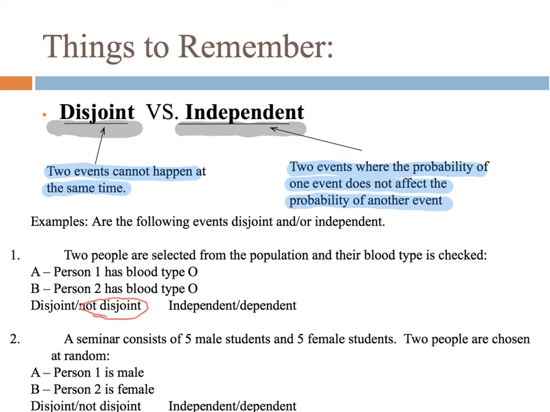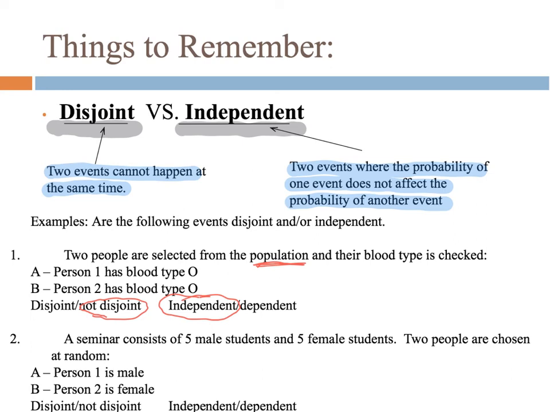Yes, this is possible. We can end up with two people with blood type O. That isn't impossible to occur. That means they are not disjoint. And the question is, are they independent or dependent? Since we're selecting them from the population, and a population is very, very large, we don't know how large it is, but we'll assume it's large, we'd say these outcomes are really independent of each other, because it doesn't really matter if we have such a large population.